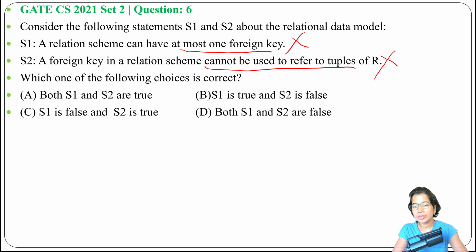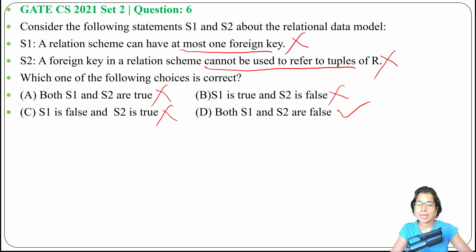Now check the options. Option A, both S1 and S2 are true. No. S1 is true, S2 is false. No. S1 is false, S2 is true. No. Both S1 and S2 are false. This is true. S1 is false as a relation schema can have multiple foreign keys.